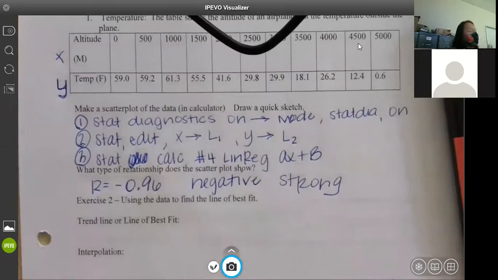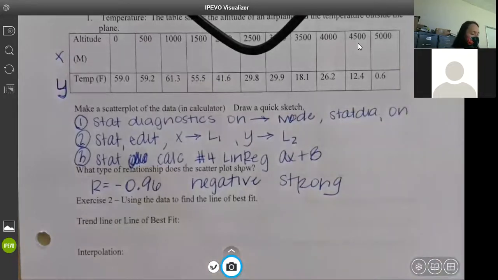Now, what I'm going to do, it says to make a scatter plot. You guys don't have to do that. I'm going to show you what that looks like, okay? So I want you to see it. You do not have to do this.